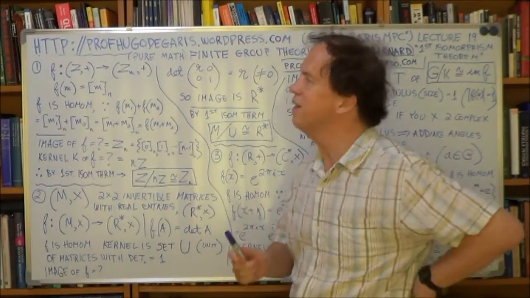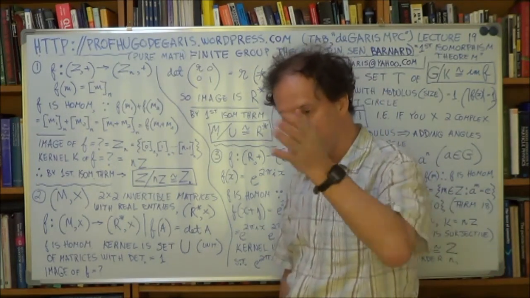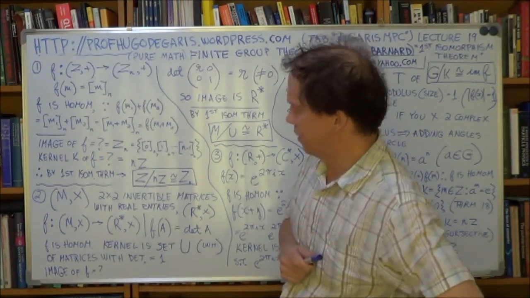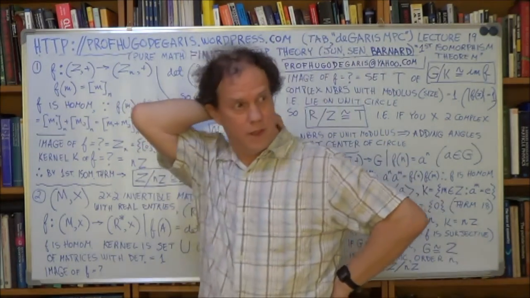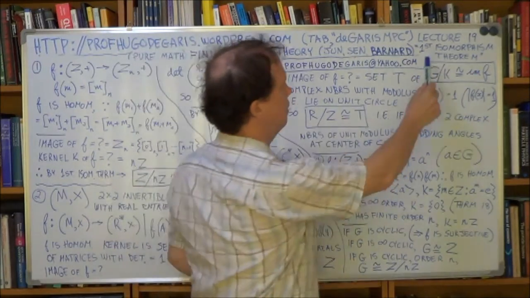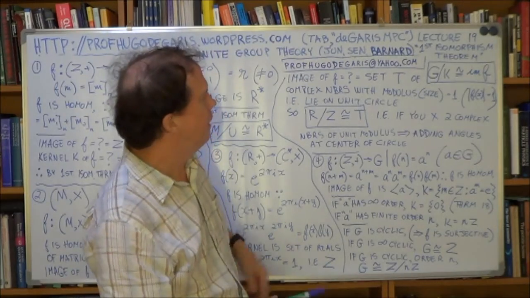In this session I'll give you 4 examples from the text that illustrate the use of the first isomorphism theorem, which I've summarized here in a rectangle in very compact form.